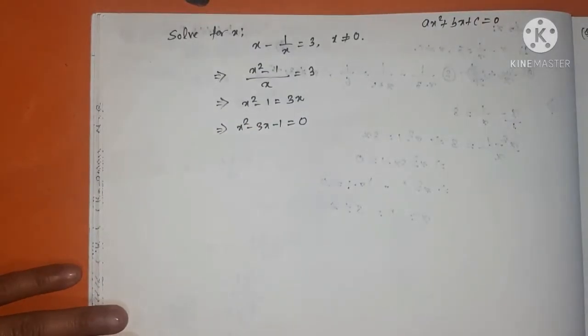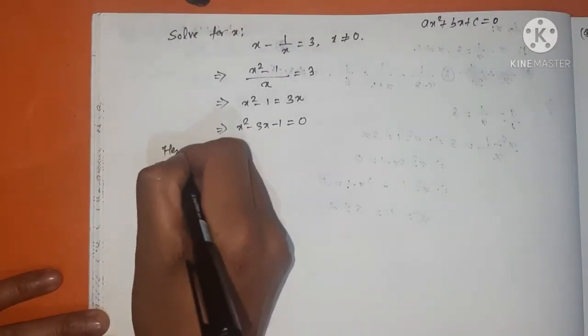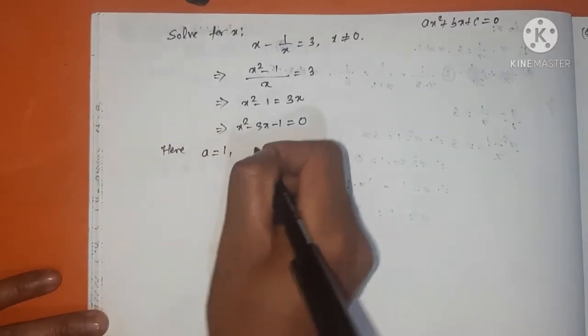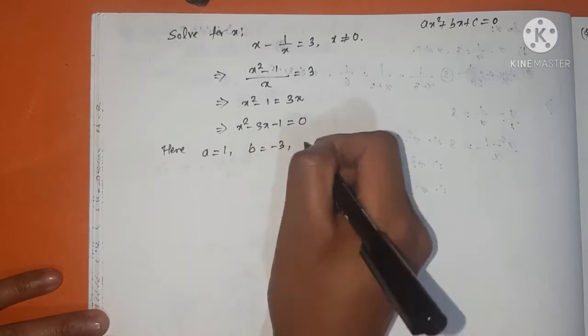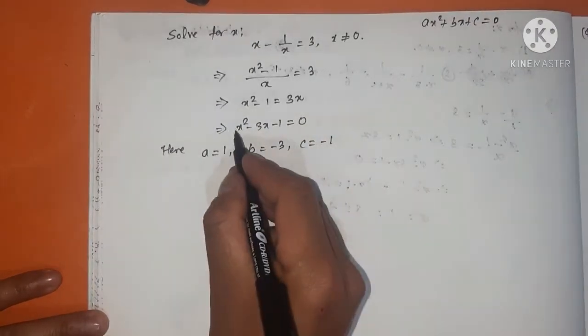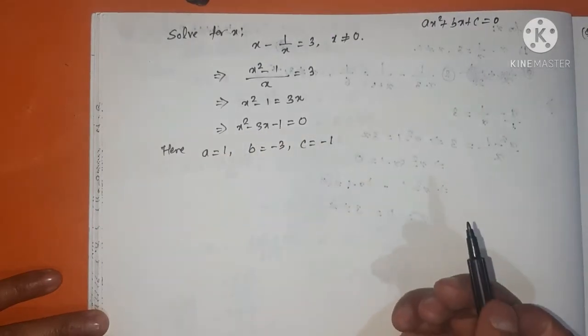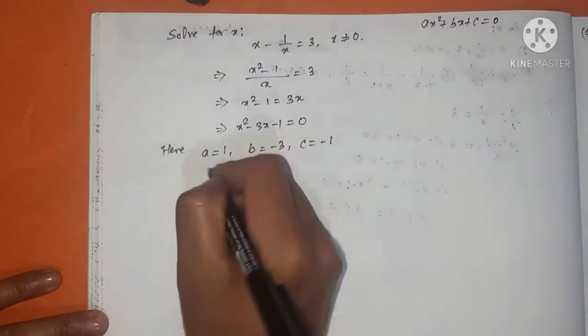So now here we cannot factorize it, so let us use the quadratic formula. Here a is 1, b is minus 3 and c is minus 1, right? Why can we not factorize? Because we don't have such numbers whose product is 1 but difference is 3. Now see here, a, b and c we got.